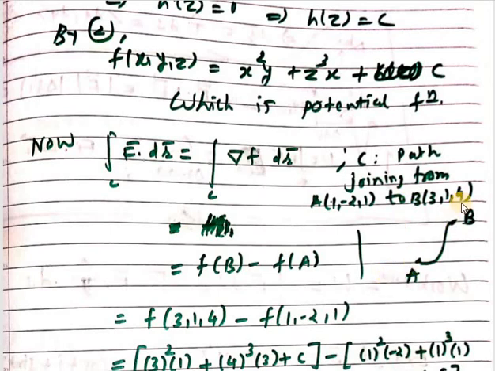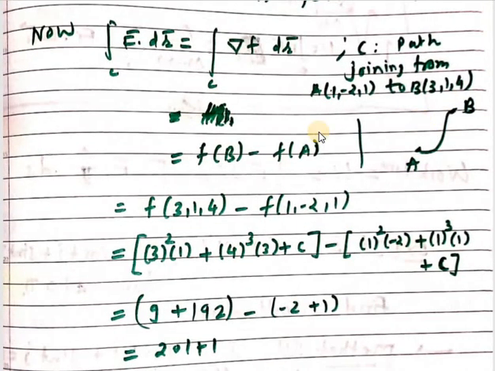That means these 2 points a and b are given. Here b is 3, 1, 4, and a is 1, minus 2, 1.